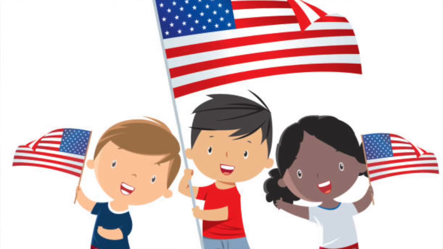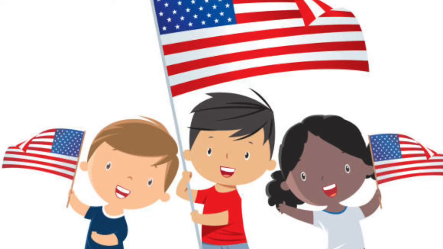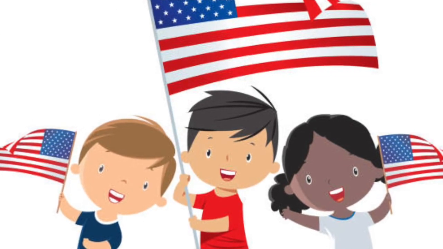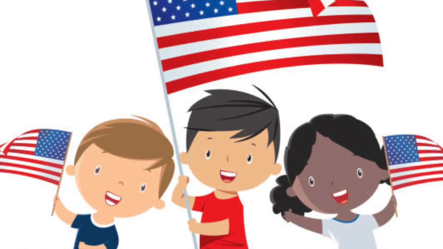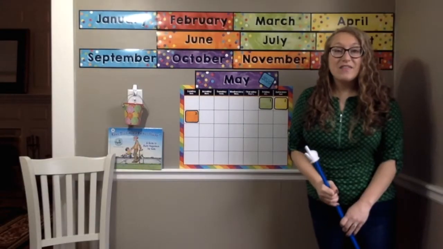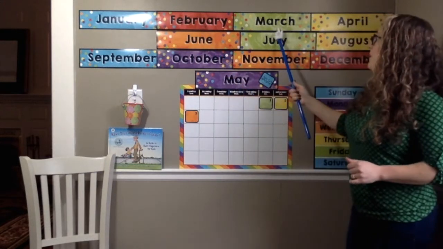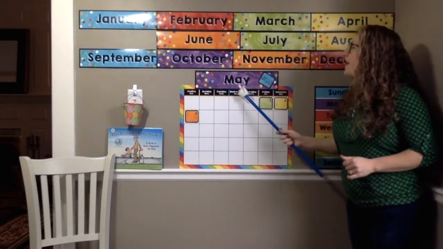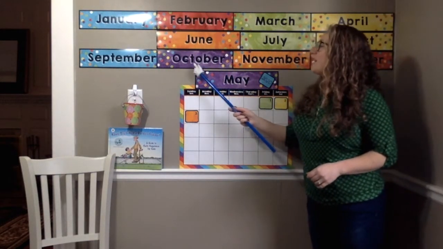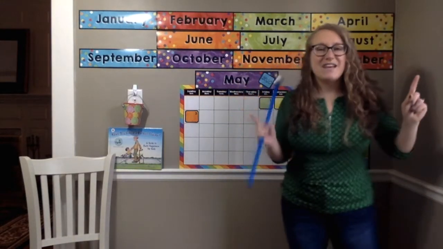I pledge allegiance to the flag of the United States of America, and to the Republic for which it stands, one nation, under God, indivisible, with liberty and justice for all. Let's do our months of the year, kindergarten. Here we go. January, February, March, and April, May, June, July, and August, September, October, November, December. These are the months of the year.